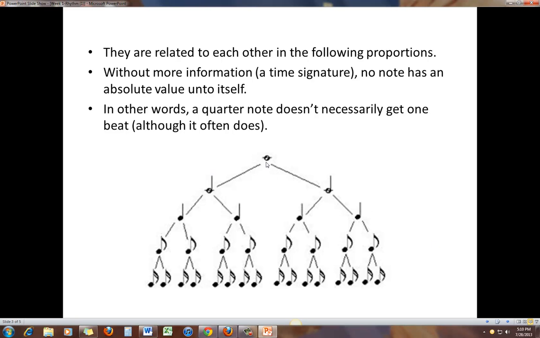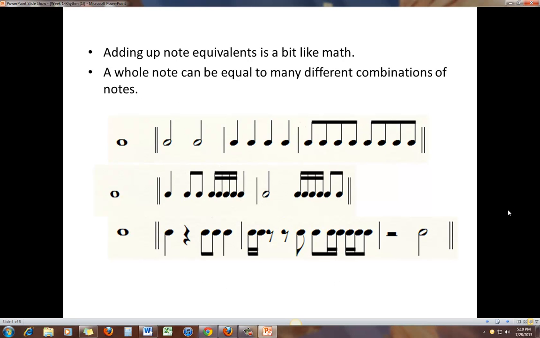What we can tell is that a whole note is equal to 2 half notes, and a half note is equal to 2 quarter notes, and so forth. A quarter note is equal to 2 eighth notes, and an eighth note is equal to 2 16th notes. With these note values, you can add them up to note equivalents. It's a little bit like math.